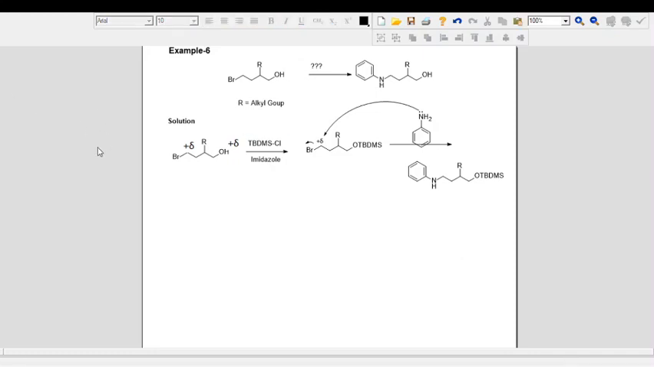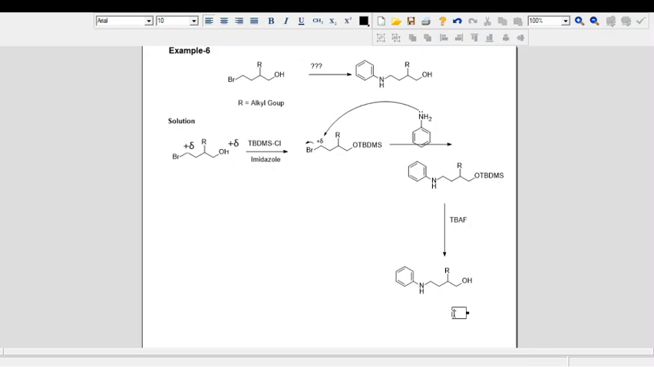We require just to detach or deprotect this TBDMS group, and that could be done by using, yes, tetrabutyl ammonium fluoride. So this TBDMS group is gone here by using tetrabutyl ammonium fluoride, resulting in the regeneration of our original hydroxyl functionality. So we are successful in getting our desired modification.